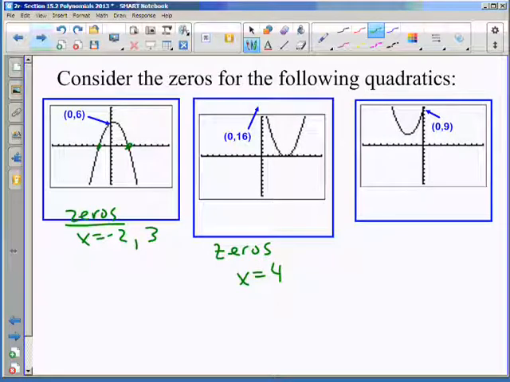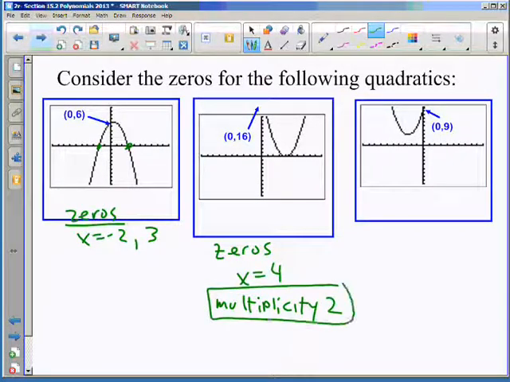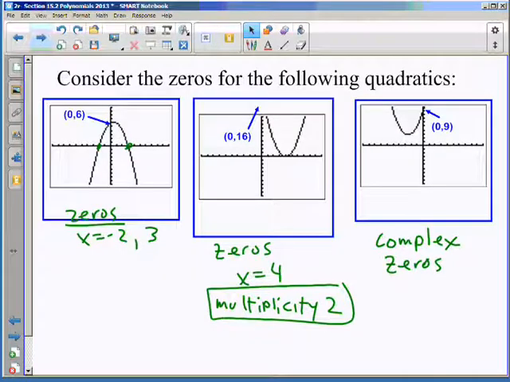So we would say a zero of multiplicity 2. It's a multiple zero. And then the last one, they're going to be complex zeros. We can't tell what they are from the graph. It takes a little more algebra work, but those will be complex zeros. So get familiar with the amount as well as the type, whether it's a multiple zero or a complex zero.